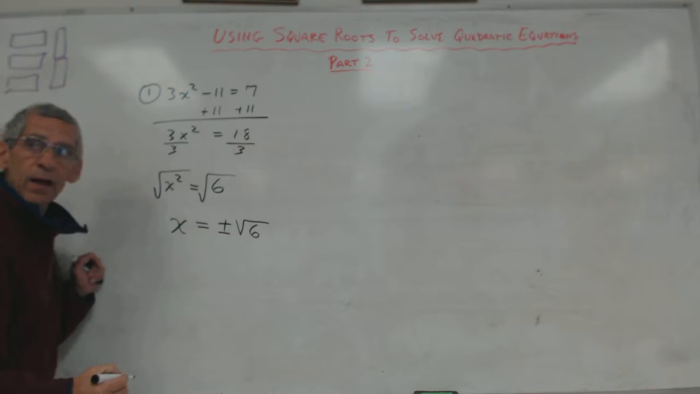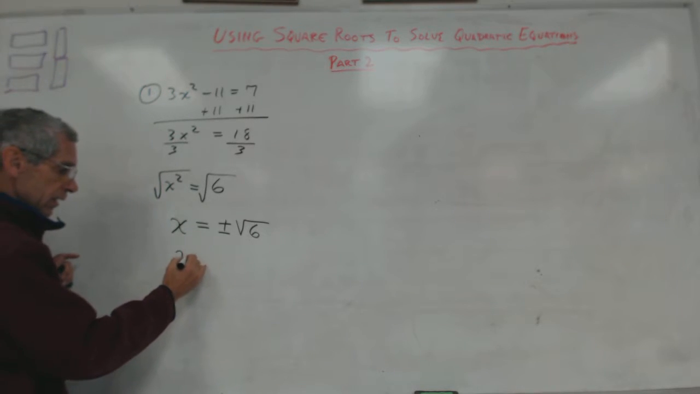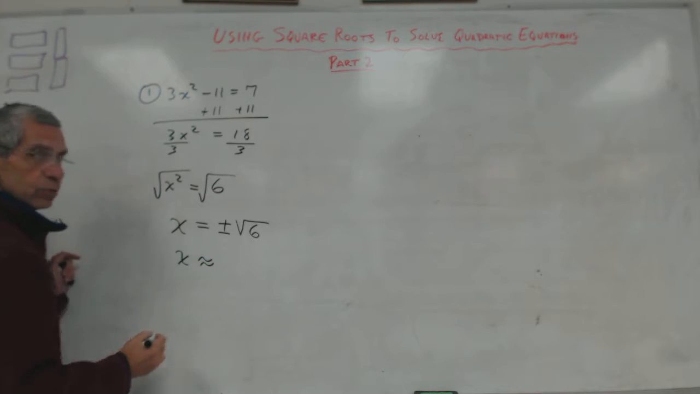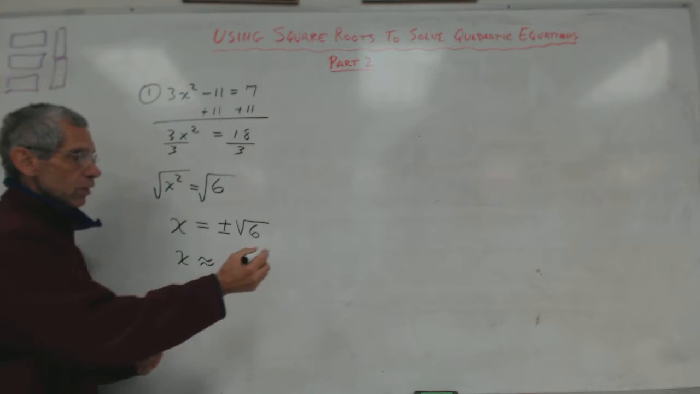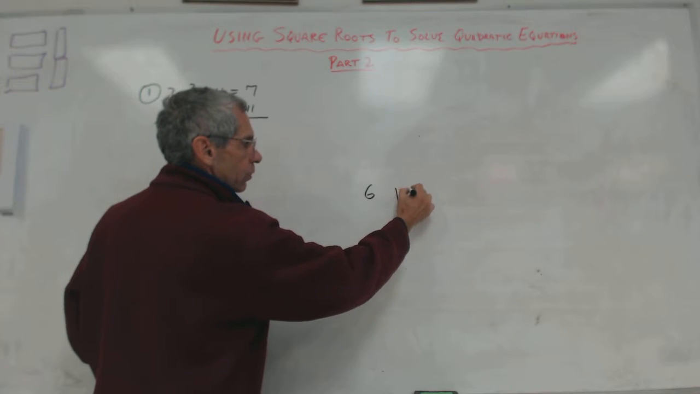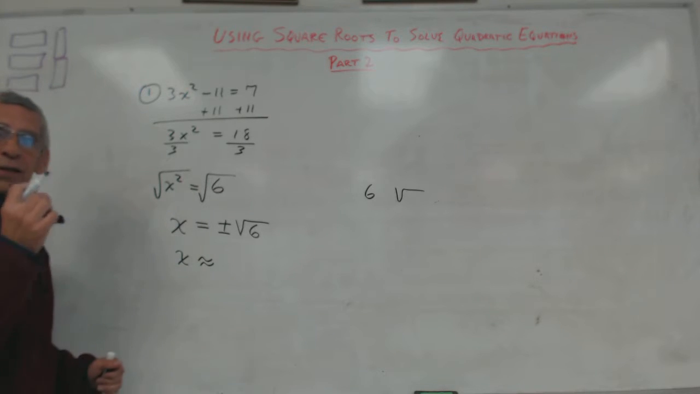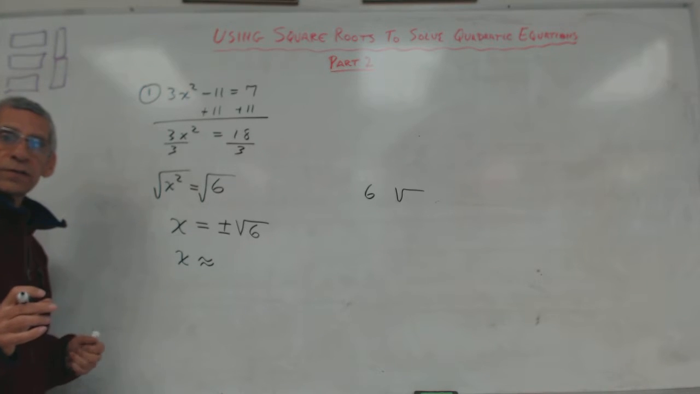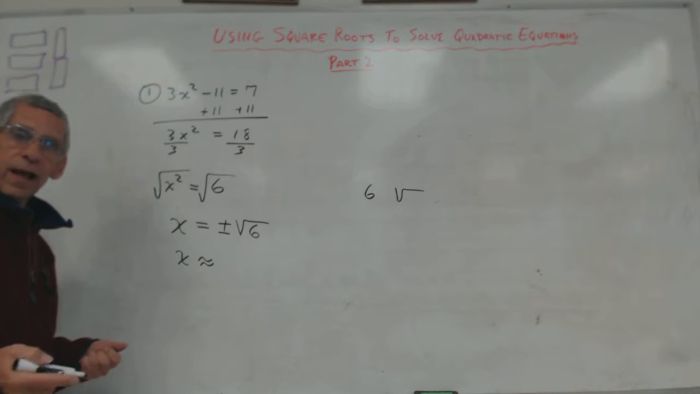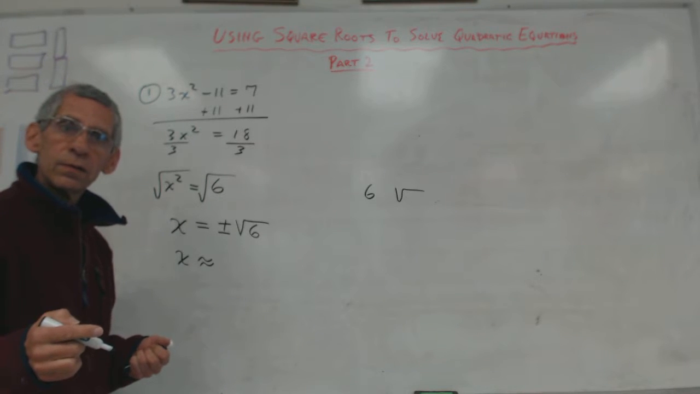Now, I want you to go one step further. I want you to now say x is approximately equal to, and I want you to get out your calculator and put in 6. You do 6, and then you hit the square root sign. I want it rounded to the nearest hundredth. 2.45. What's after the 5? Anything? Well, here it says 2.449, then 4897.